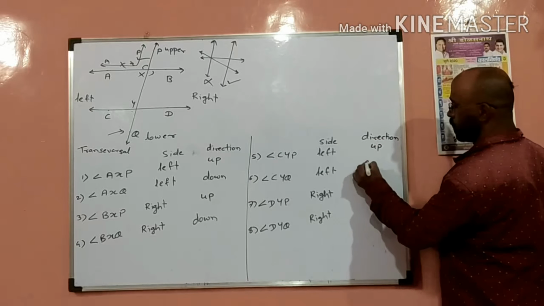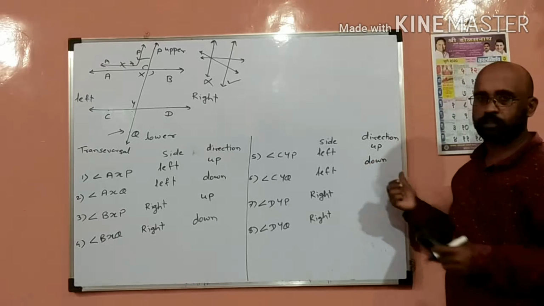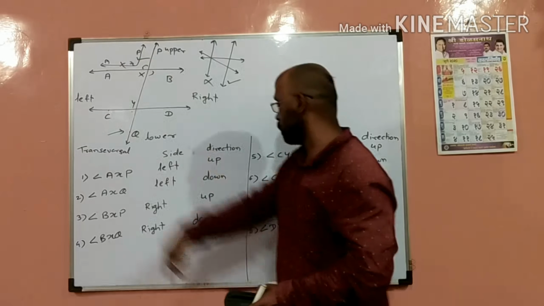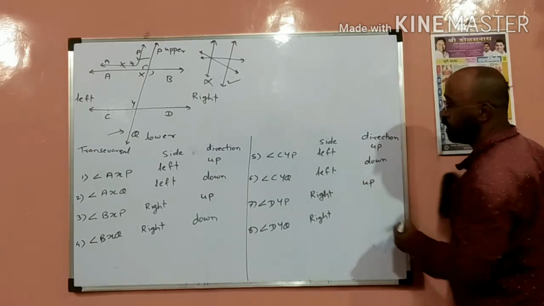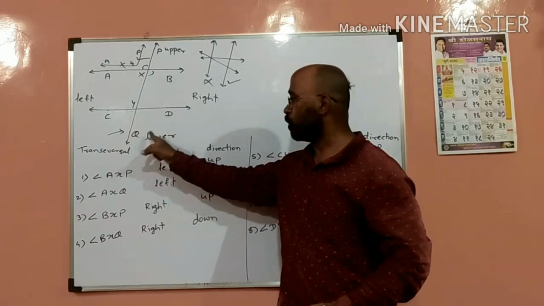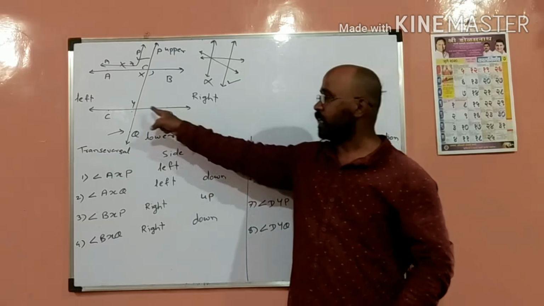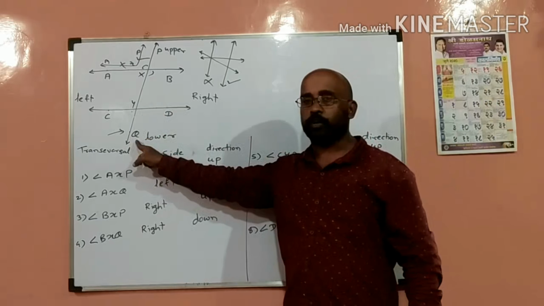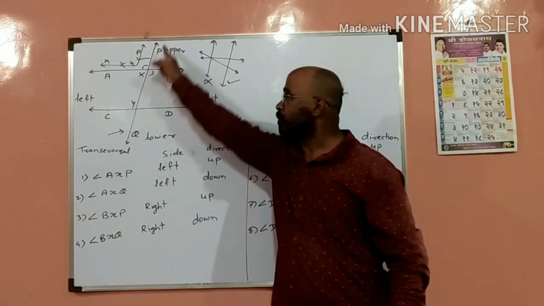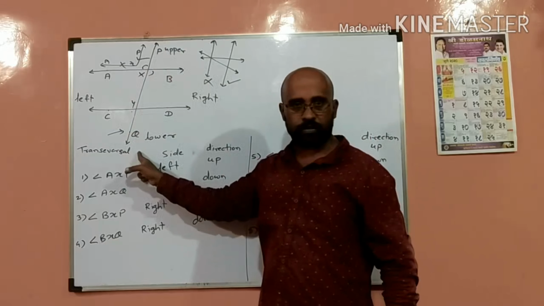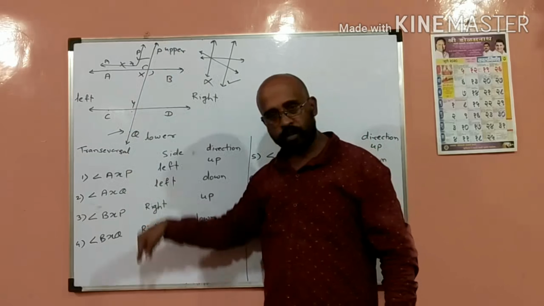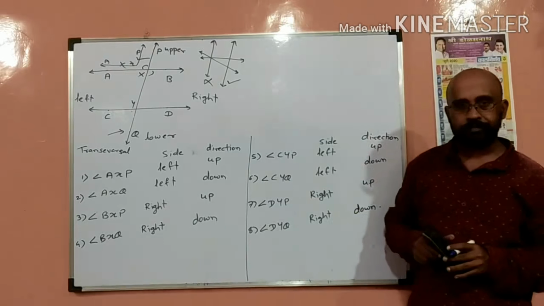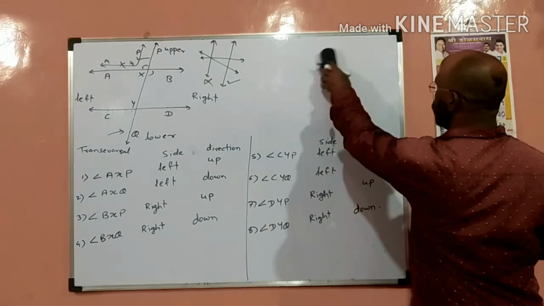Similarly CYQ is in the down direction. DYP. YP is going upward. DYQ. YQ is the arm of this angle DYQ. See the angle based on the name DYQ. Which arm is the part of the transversal, DY or YQ? YQ, because PQ is the transversal, right? And what is the direction of YQ? Down. So the direction is down. Clear, students? So based on this I am giving you 2 figures.